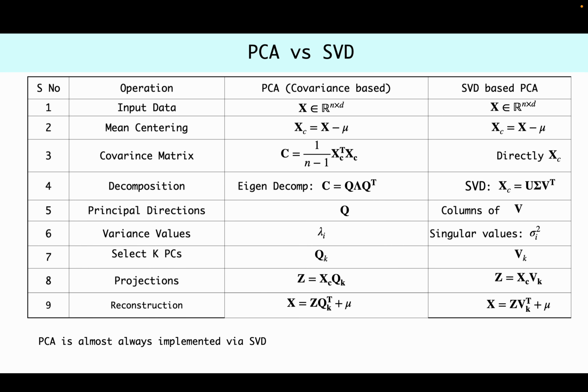So PCA is almost always implemented via SVD because there is a computational advantage as compared to the covariance based method. Also, PCA eigenvectors are nothing but the SVD right singular vectors. Just now we have seen that the right singular vectors and the PCA eigenvectors are similar, and PCA eigenvalues are equal to the squared singular values. So this is how the covariance based PCA method and SVD based PCA are related.